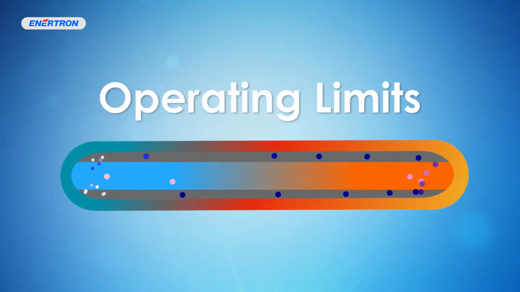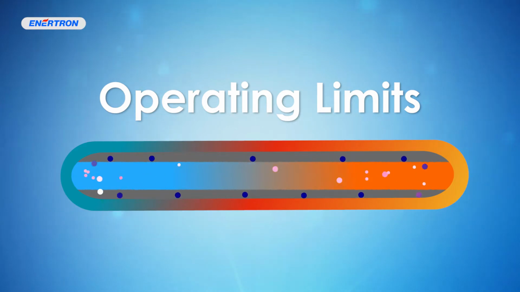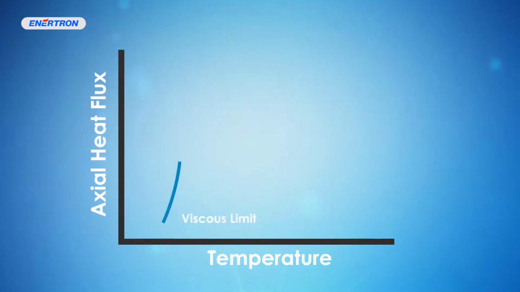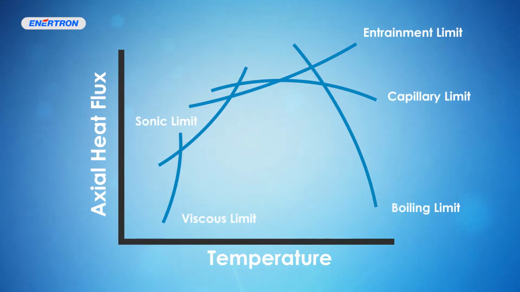There are 5 operating limits governing a heat pipe's performance. These 5 limits affect how much heat can be transported from the evaporator to the condenser under any given condition. The limits are: viscous limit, sonic limit, entrainment limit, capillary limit, and boiling limit.